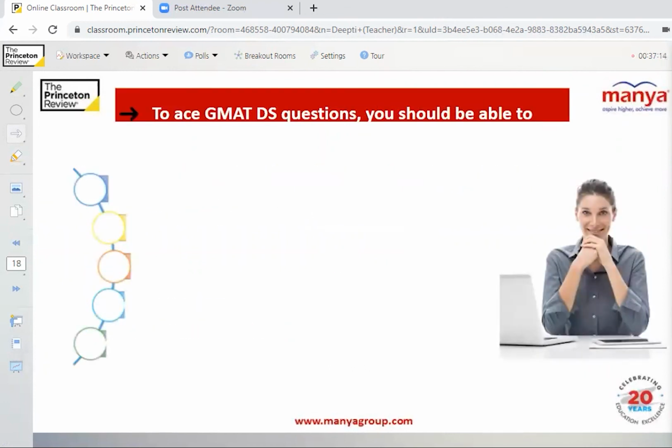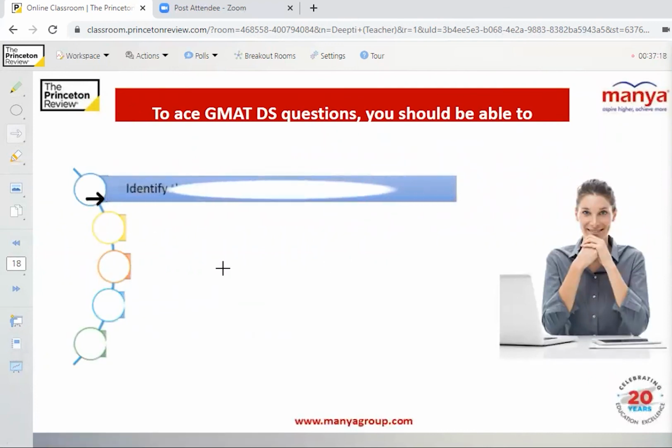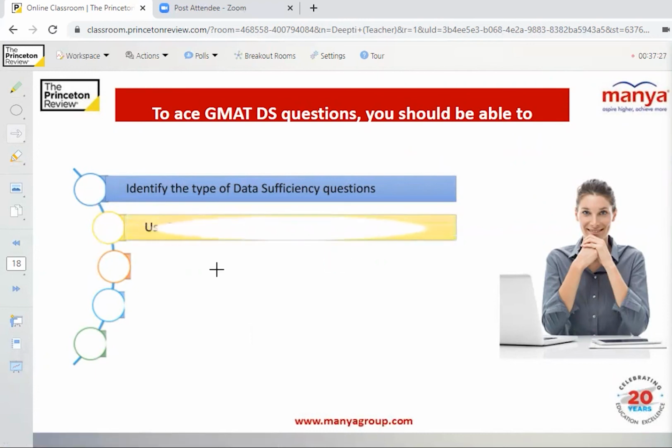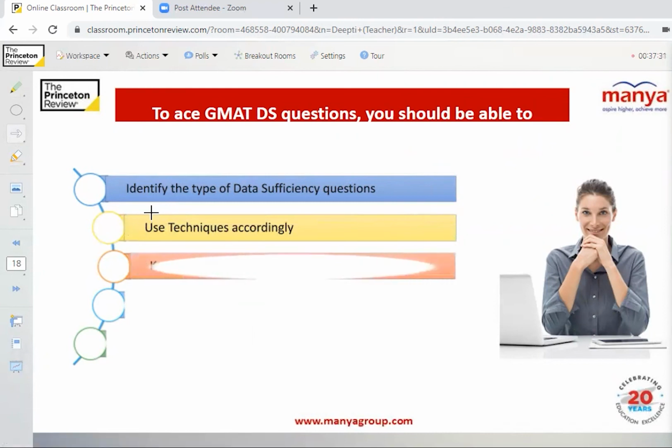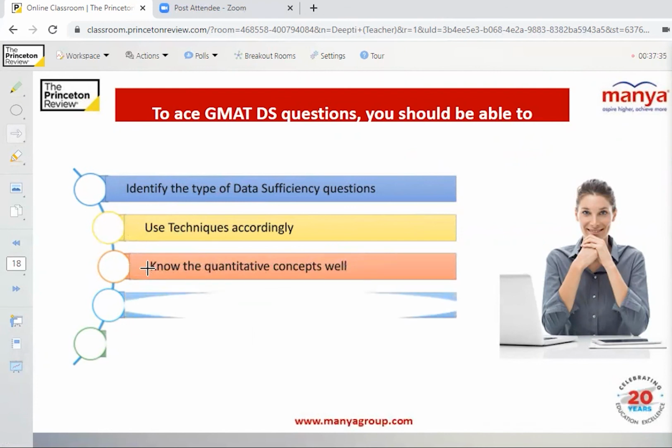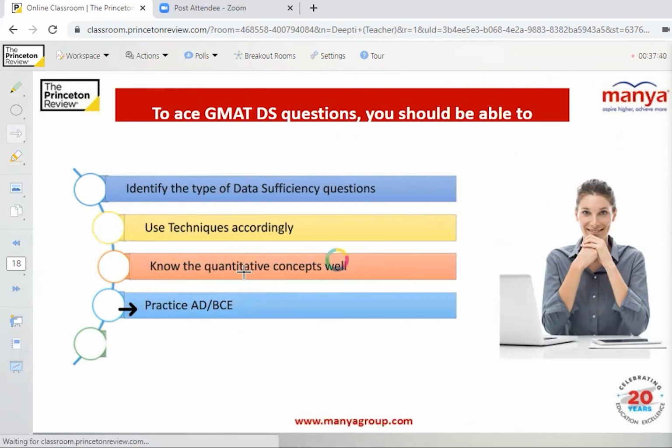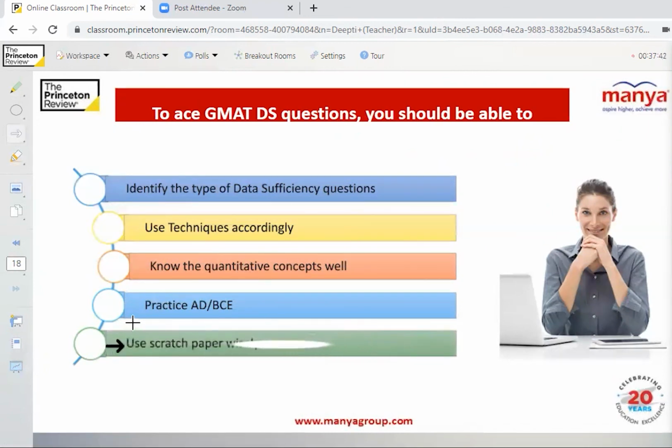Now, in order to ace GMAT DS questions, you should be able to identify the type of data sufficiency question, whether it is a value DS question or a yes/no DS question. Accordingly, you must be able to use the technique. You should know the quantitative concepts very well. It should be at the back of your hand. You should practice the AD or BCE technique thoroughly. And you must use scratch paper wisely.